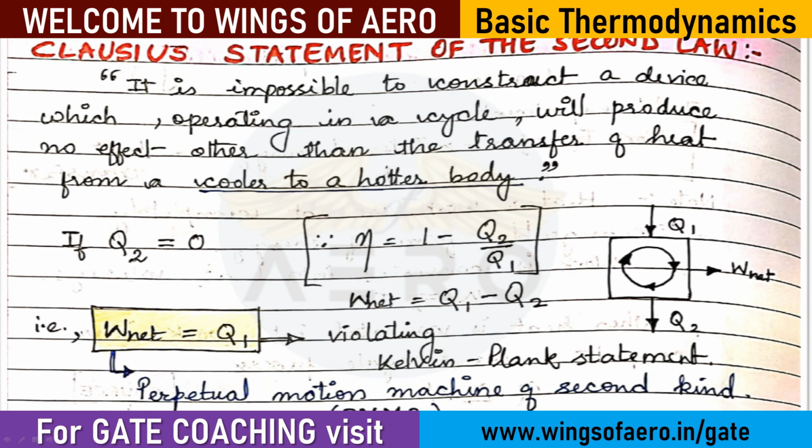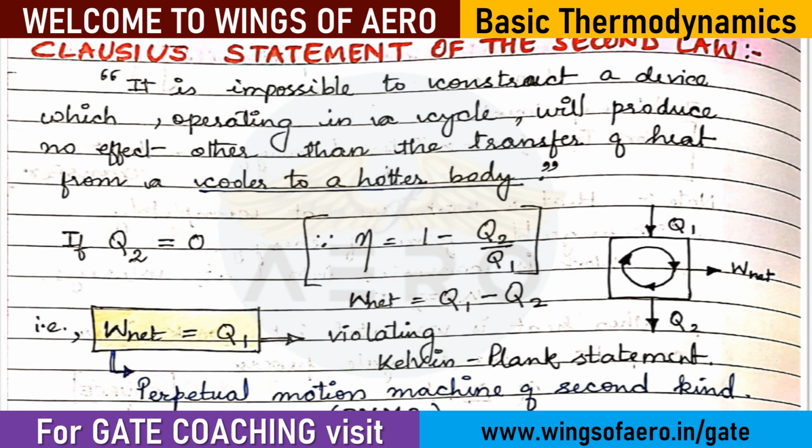Now let's see what the Clausius statement says. It says it is impossible to construct a device or engine which, operating in a cycle, will produce no effect other than the transfer of heat from the cooler to the hotter body. That means if they are using a device, it is not possible to produce no other effect. So these are the definitions.